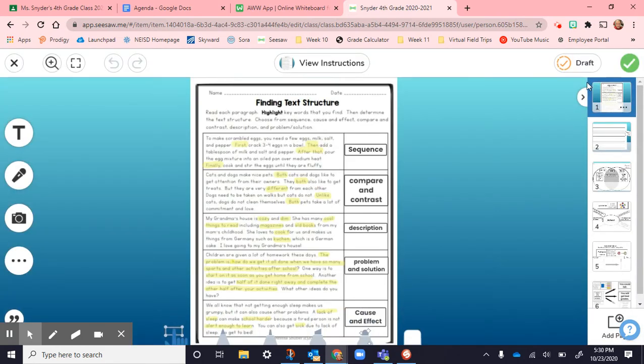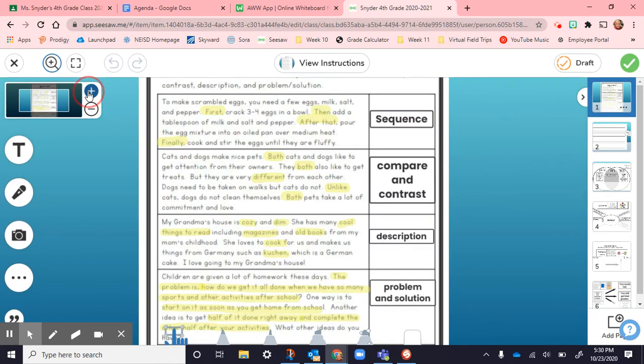All right, so each day we've been talking about different types of structures that we can find when we're reading informational texts. They can be structured in different ways. So we've been looking at keywords, we've been looking at these different little paragraphs, and we've been identifying them as each of the text structures. So today we had cause and effect.